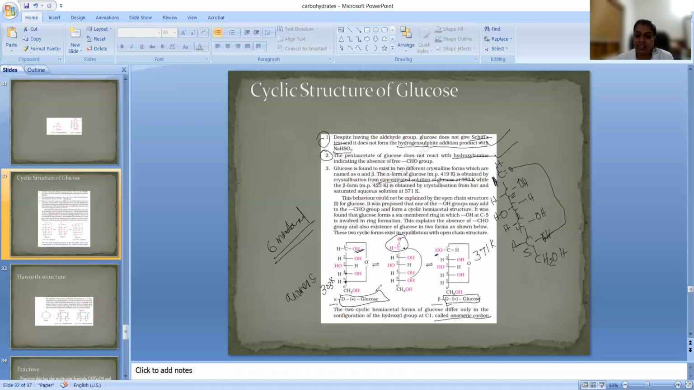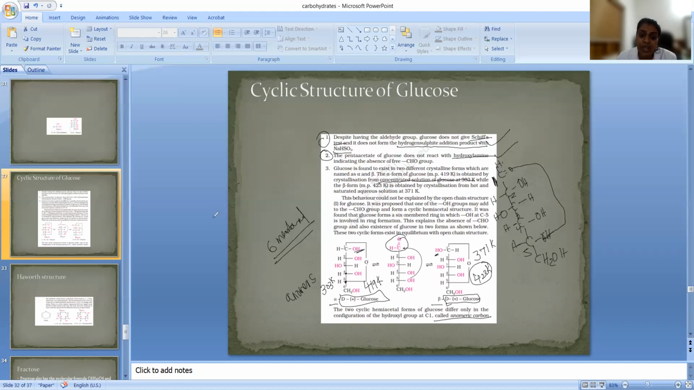So this is the case: with different temperature and different conditions, we get the alpha and beta forms. These two anomeric forms are obtained at two different temperatures upon crystallization, and their melting points are also different. Alpha form has 419 Kelvin, and the melting point of beta form is 423 Kelvin. So there is a difference in the temperature, a difference in the formation, and a difference in the OH group. The carbon is called anomeric carbon because on the first carbon, because of the flipping of the OH group, we get two anomeric forms.